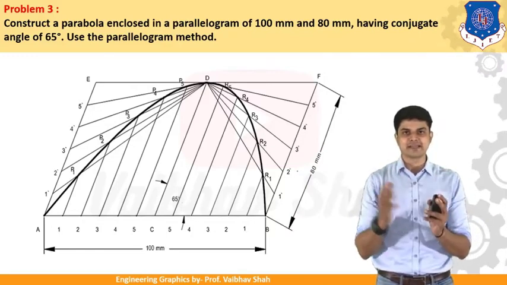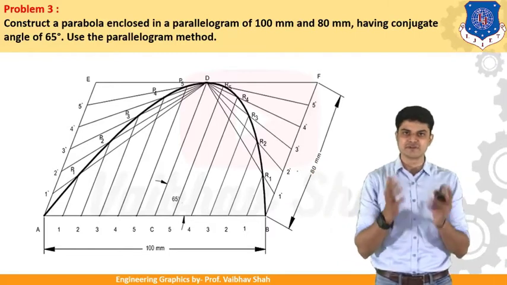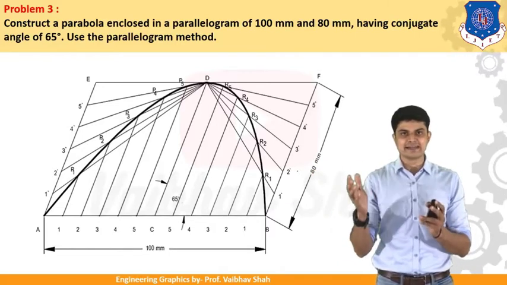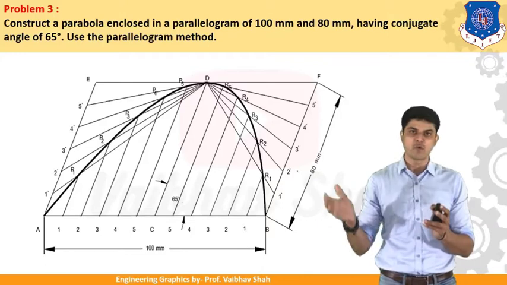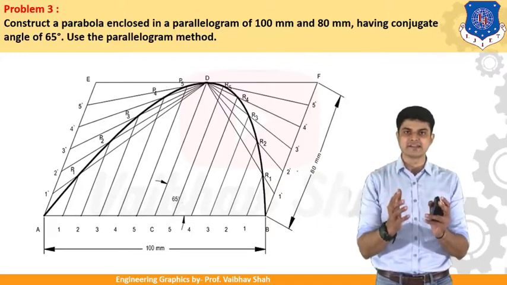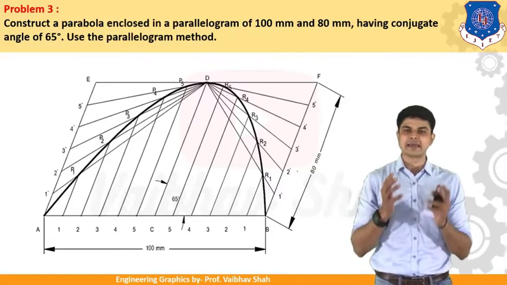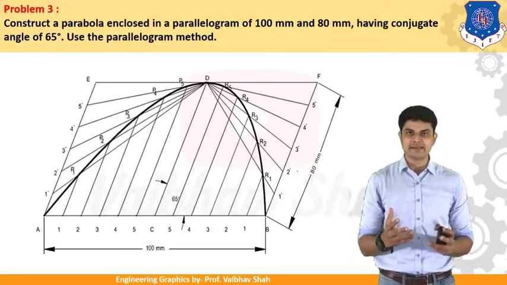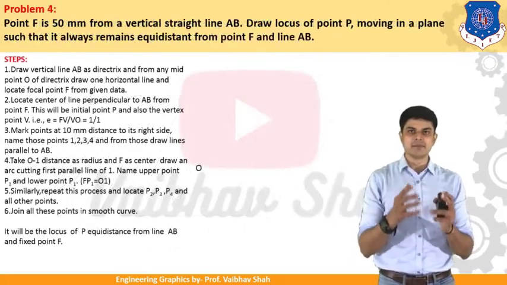It is the same method as we have seen in the rectangle method, but the difference is that in the rectangle we have 90 degrees, a horizontal and vertical line, but in the case of parallelogram, we have 65 degrees between your horizontal as well as inclined lines. Very easy. So let us see the next example, problem number 4.